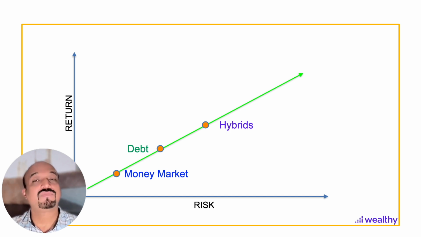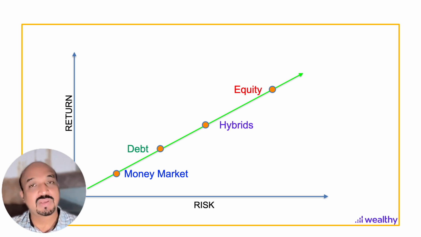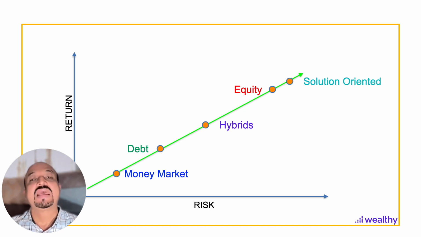Then you have hybrid funds, which invest into debt and equity. Then you have equity funds, which, as the name suggests, invest into stocks. Last in the classification, you have solution-oriented funds, which invest with a certain objective in mind. And whatever funds do not classify into the previous ones are put under others. We'll take them into detail one by one.